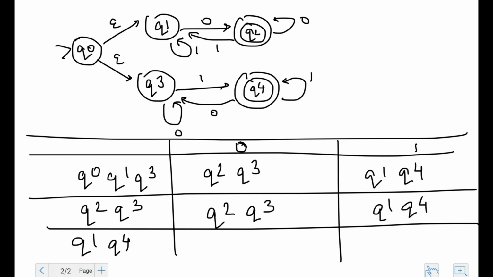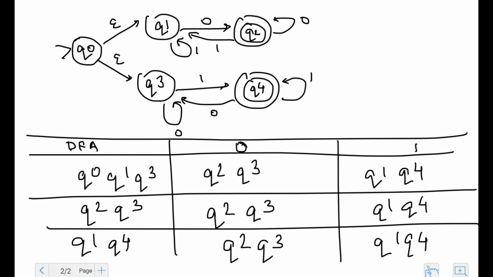And where does Q1, Q4 go? On a 0, it goes to Q2, Q3. On a 1, it goes again to Q1, Q4. So it retains state. So this is the table that I have, and I can easily draw my DFA with these three states, which would be Q0, Q1, Q3, Q2, Q3, and Q1, Q4.